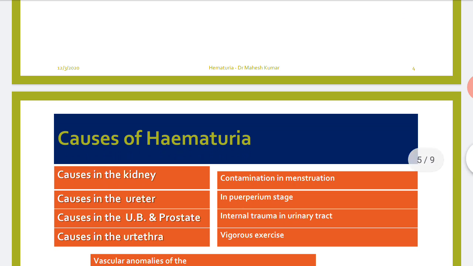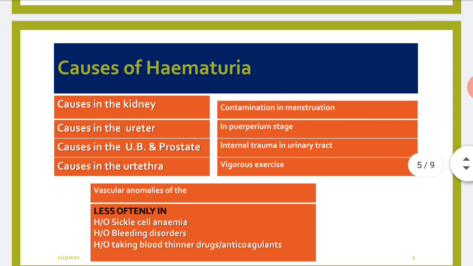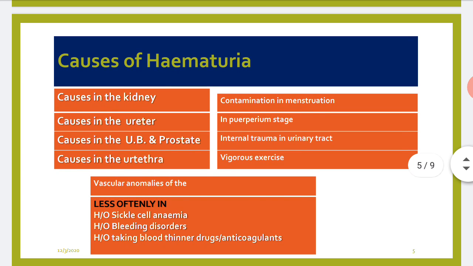Now, the second heading is what are the causes of hematuria. There are various causes described in hematuria cases, like causes located in the kidney, in the ureter, in the urinary bladder and prostate region, or in the urethra. If the causes exist in the kidney, there may be etiological factors like infection, infarction, injury, tumors, stones, or congenital polycystic kidney.